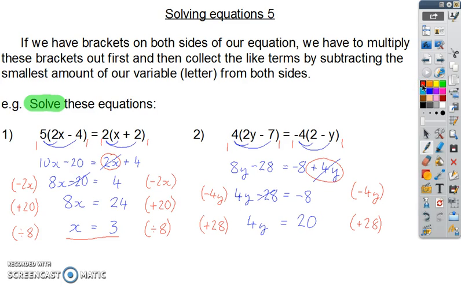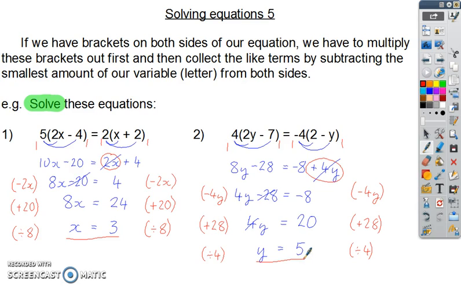Okay then, 4y. Last stage, we're going to divide both sides by 4. That will get rid of that. On the left hand side, we'll end up with just y by itself equals 20 divided by 4 is 5. We found our value of y, that's 5.